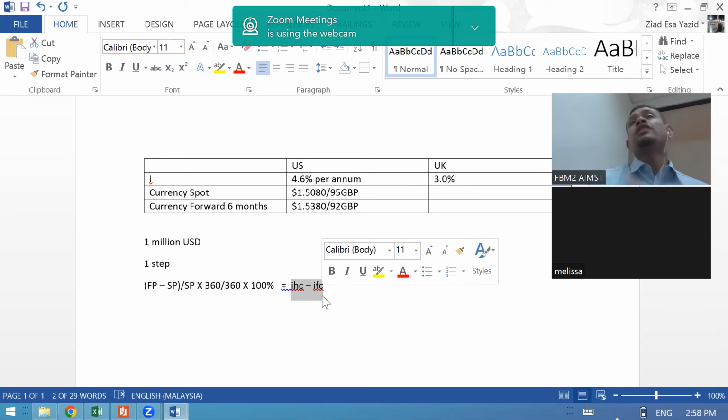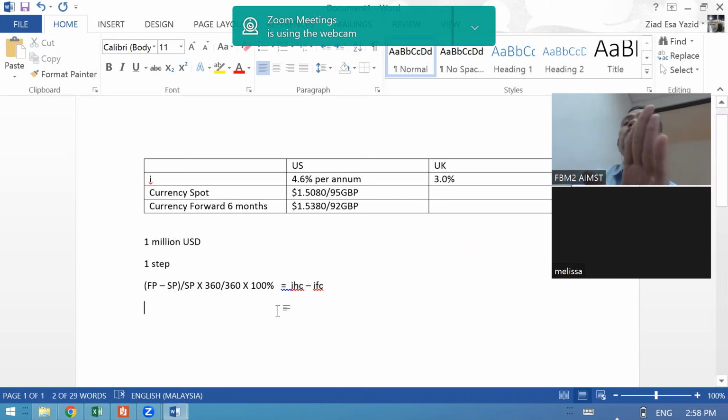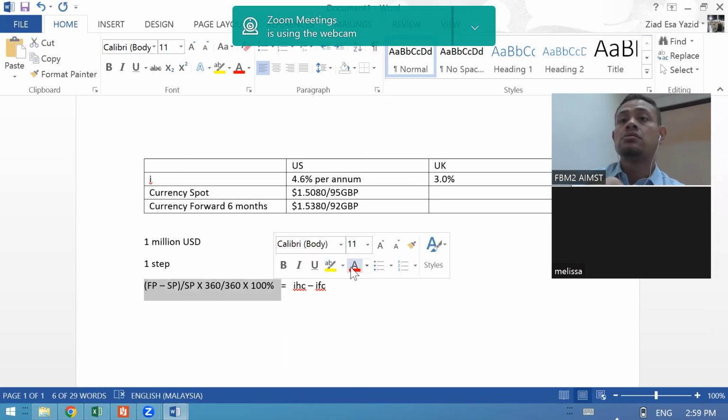But that is just in theory. Interest rate parity never holds in most cases, but this one is just for theoretical purposes. So now we need to calculate. Calculating is quite simple, especially the right hand side. On the left hand side, this one, in red. This one.